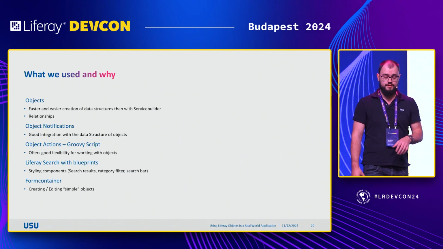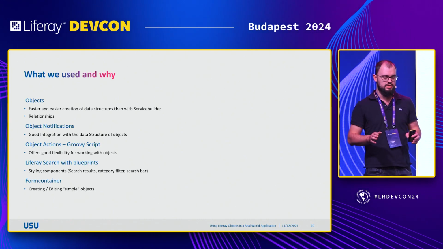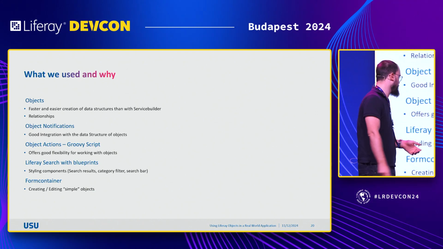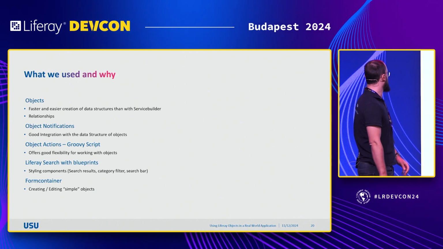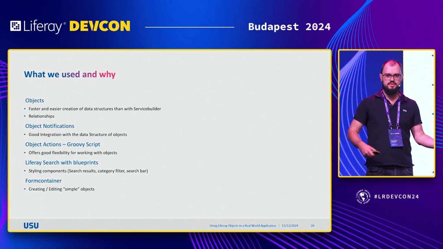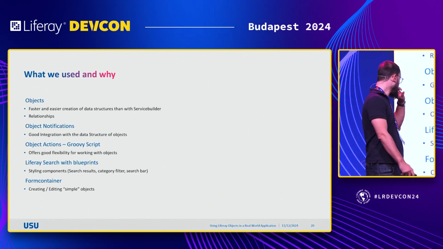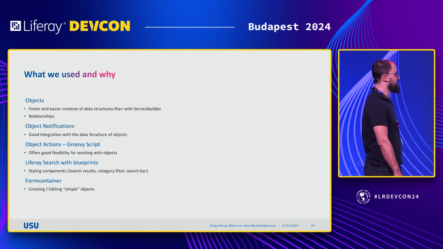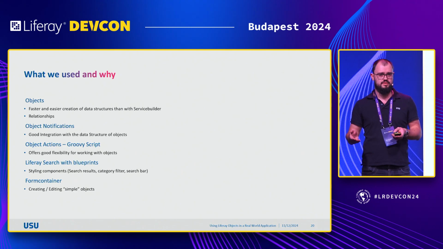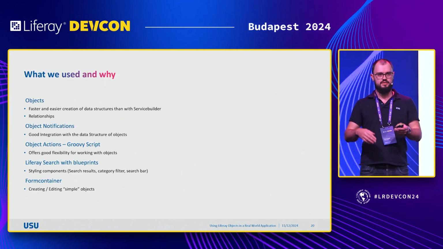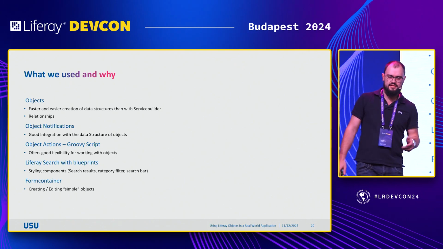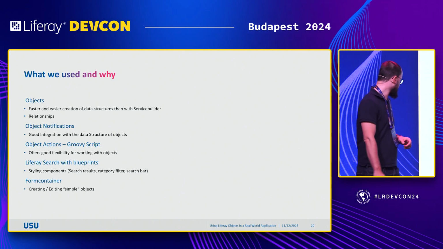You can use the object notifications. In many cases it's really good. In a few edge cases, it currently wasn't available for us. We mainly use the object action Groovy script and not the other actions. At least for the listing with the Liferay search, we use blueprints. So we told the blueprint: please only show us objects from this object definition type.